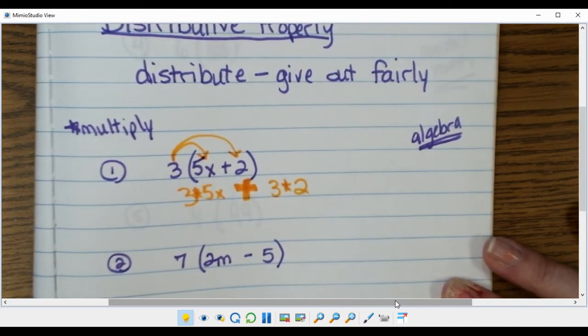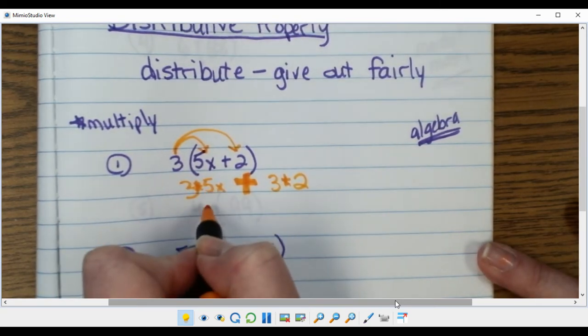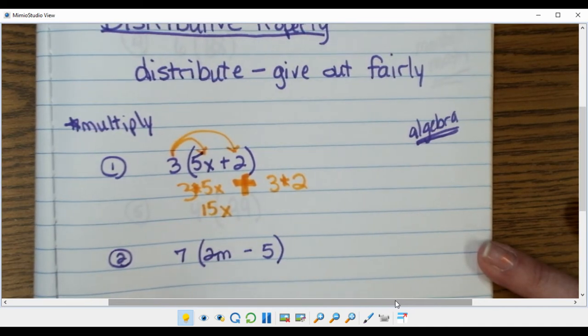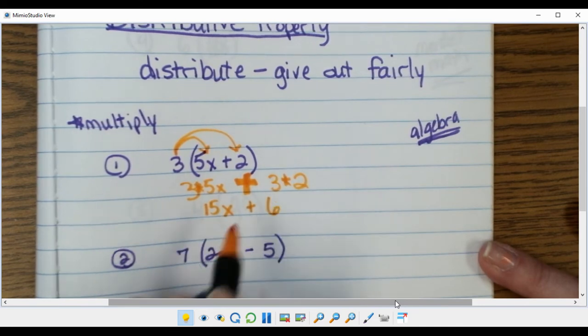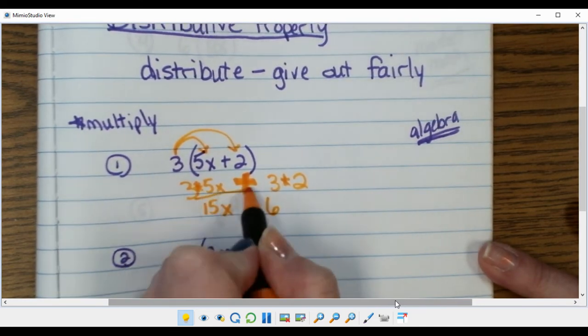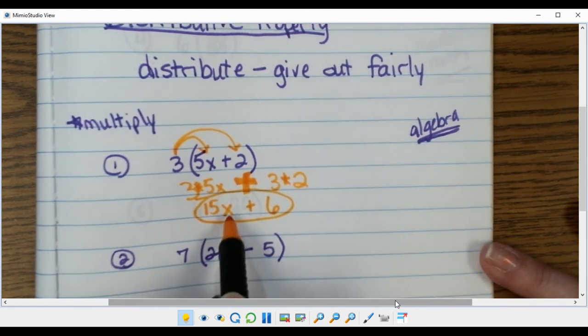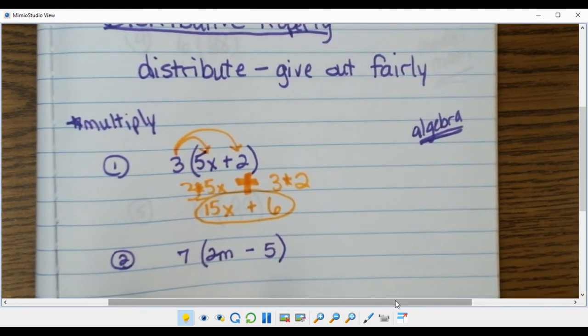Now, I rarely write this all out, but I wanted you to see what we're actually doing. So 3 times 5x is 15x, 3 times 5 times x. Keep the plus, and then 3 times 2 is 6. This is my final answer. I cannot put them together because one has the x and one does not. I know that hurt your brain. It's okay. Leave it like that for your final answer. I don't know what x is, and that's perfectly okay.